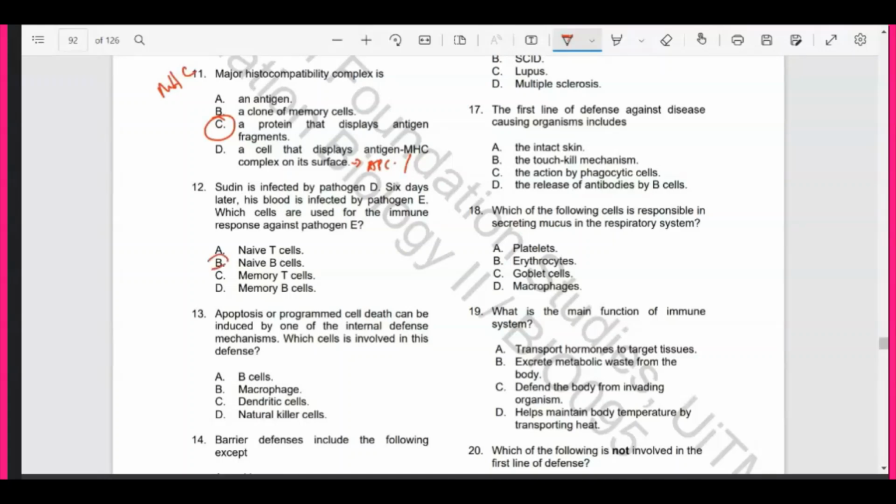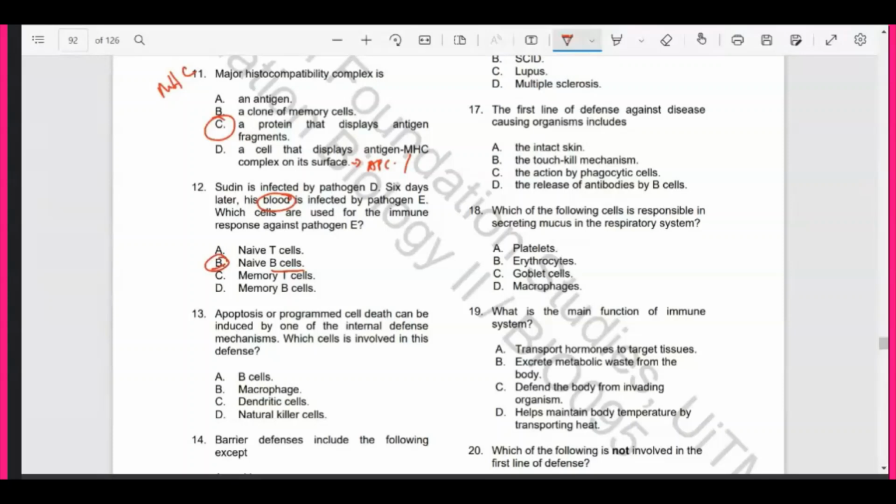Naive T cell. Oh, maksud naive, it is not activated yet. It is circulating in your body. It is not yet activated. The activated one baru kita panggil dia sebagai plasma cell, ataupun kalau lagi satu kalau ni adalah the memory cell lah. So then is infected by pathogen D. 6 days later his blood is extracellular pathogen. Kan? So tadi saya cakap kalau extracellular pathogen dia melibatkan B cell. Faham tak?